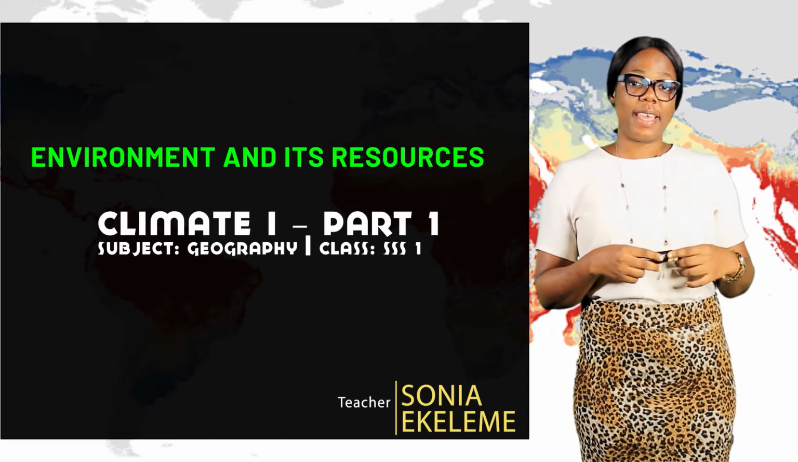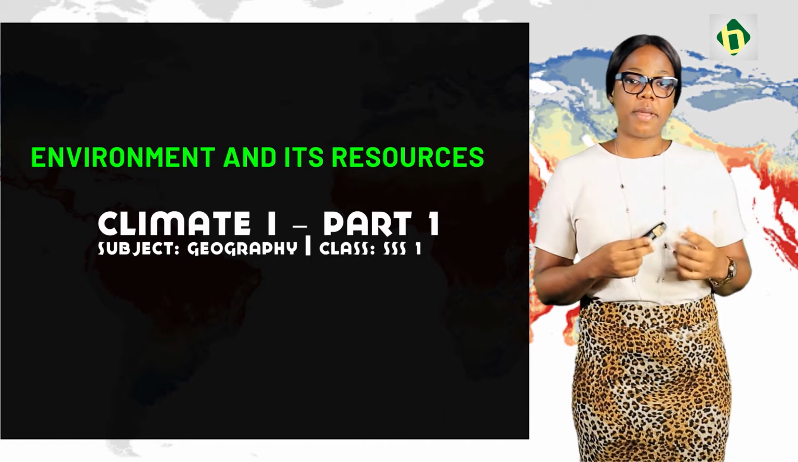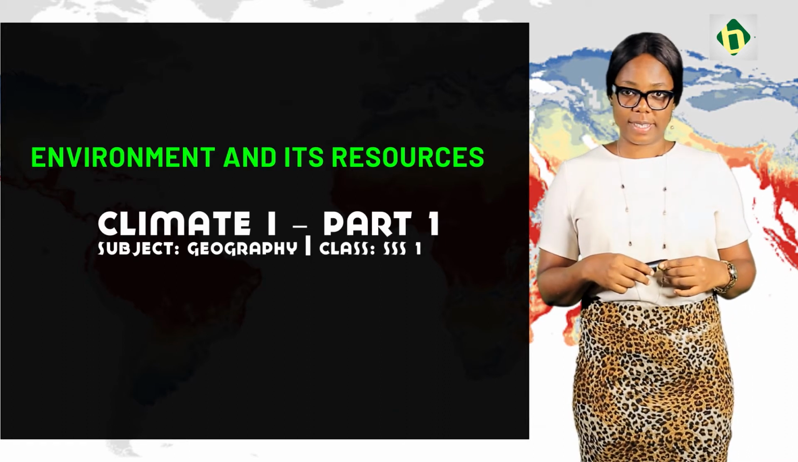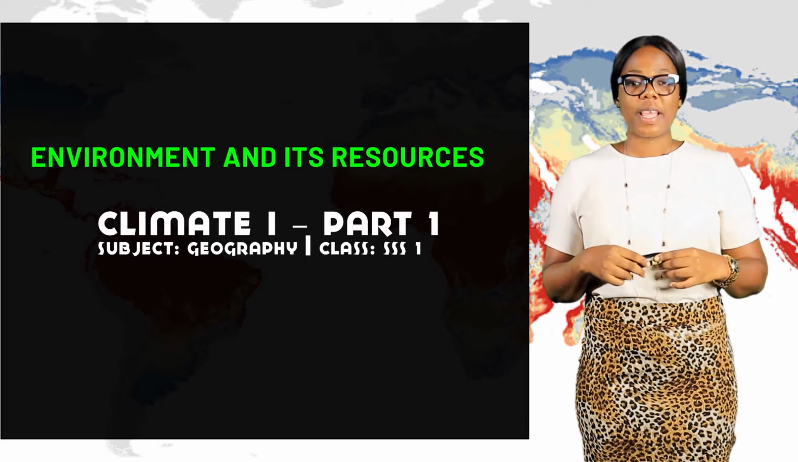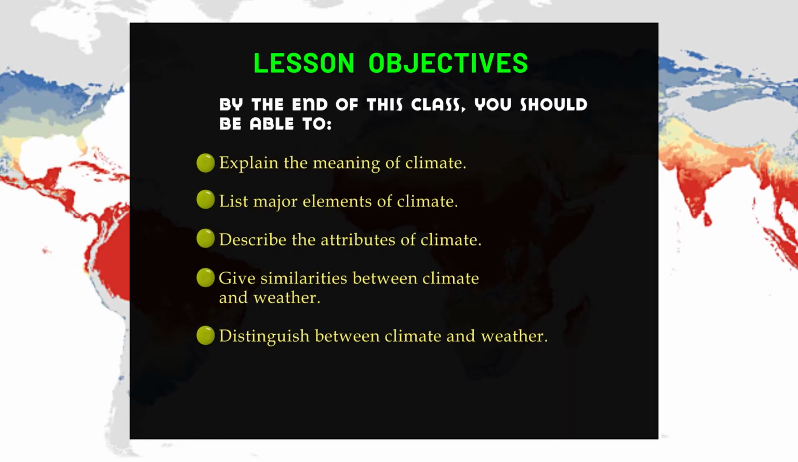Our topic for today is Climate 1, Part 1, under the theme Environment and its Resources. Before we go further, let's take a look at the lesson objectives. By the end of this class, you should be able to explain the meaning of climate, list major elements of climate, describe the attributes of climate, give similarities between climate and weather, and distinguish between climate and weather.